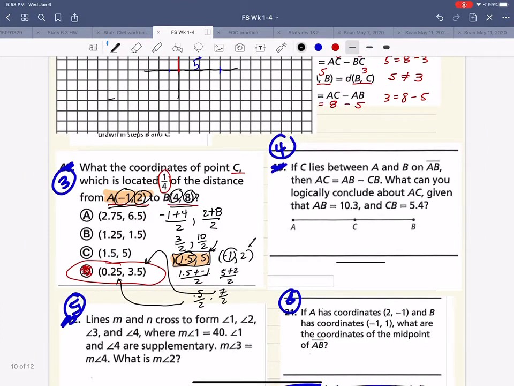Okay, what's this say here? It says AC, which is this side of it. AC is equal to AB minus CB. So if AB is 10.3 and CB is 5.4, can I figure out what's left over? Well, the formula says, yeah, I can just subtract. So AC is equal to AB, take away CB, which is 5.4. And this one's a fill-in-the-blank question, so it looks like I get 0.9. Is that 4.9? Yeah, 4.9. Nice work.